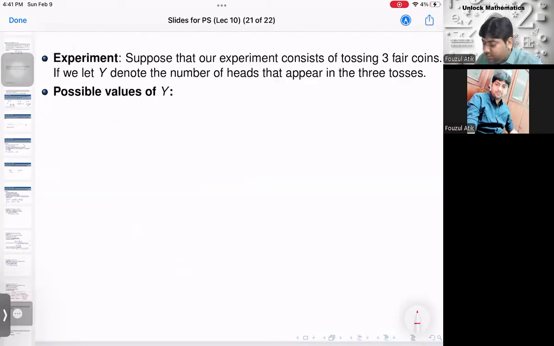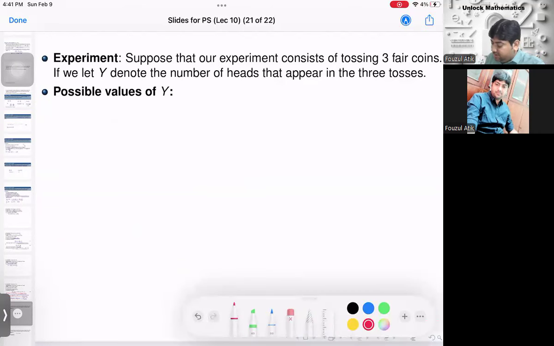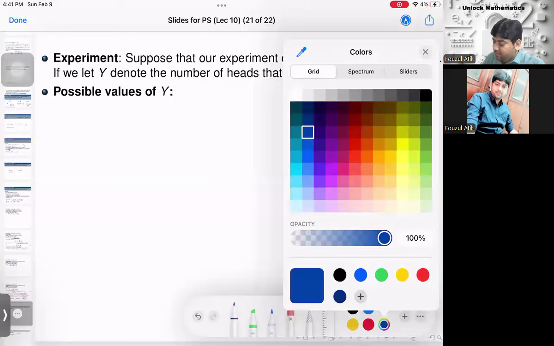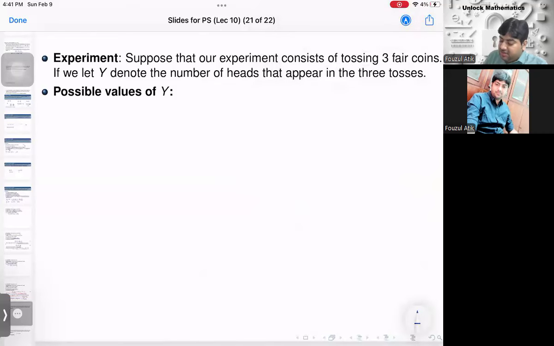Now, suppose that our experiment consists of tossing three fair coins. If we let y denote the number of heads that appear in these three tosses, then it is a discrete random variable. In this case, what values can y take? Number of heads in tossing three fair coins. So y can take the values 0, 1, 2, or 3. And this is the complete list of values, right?